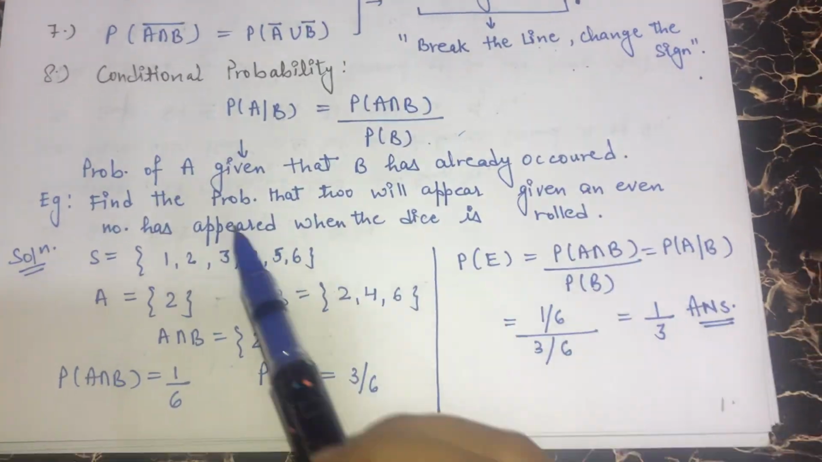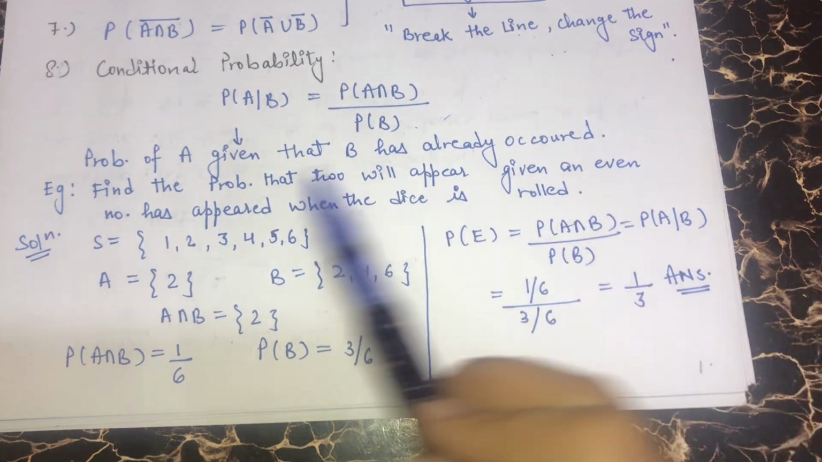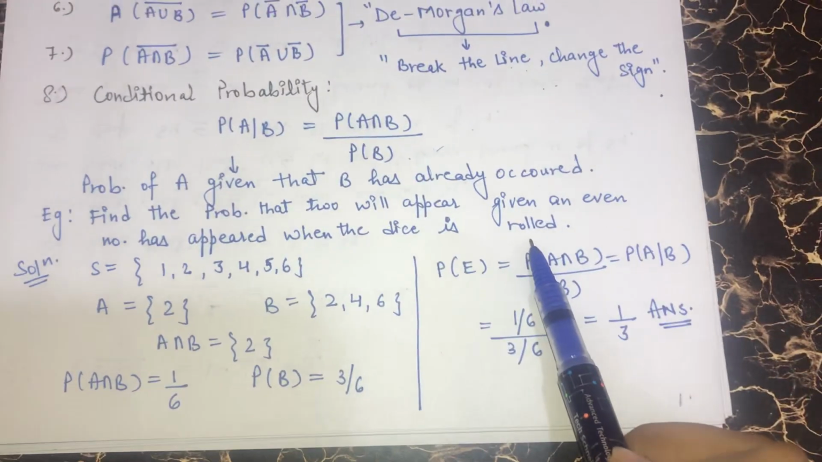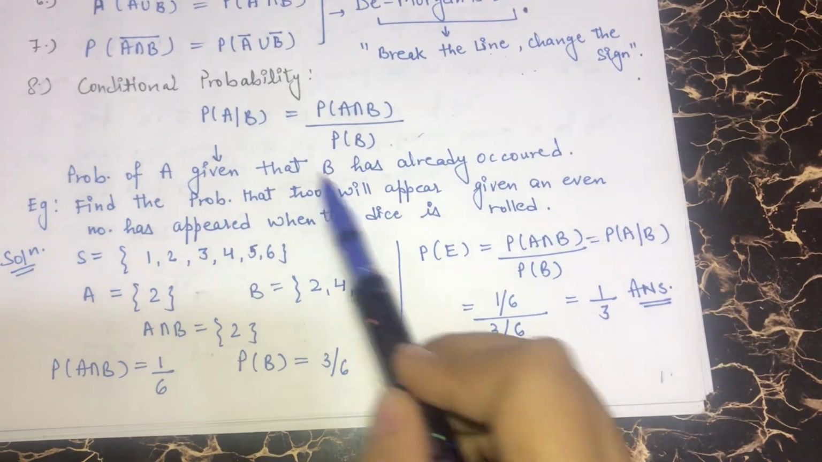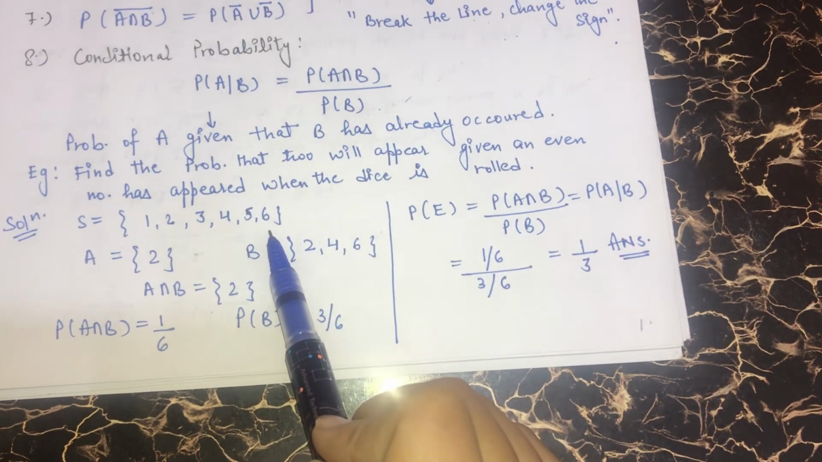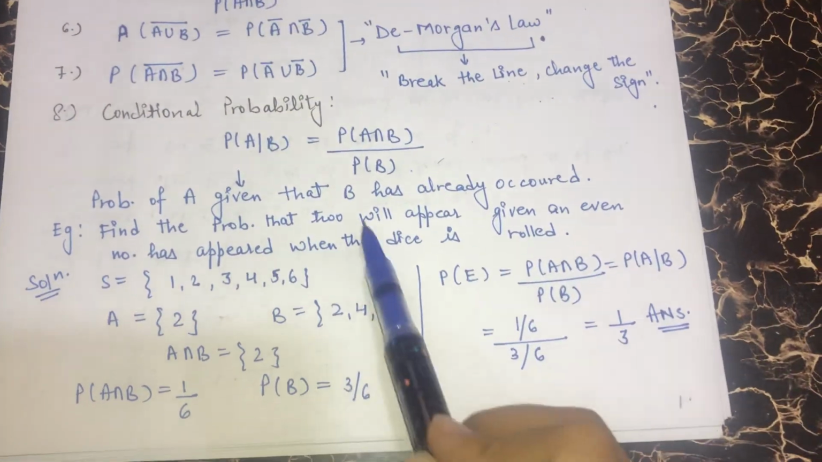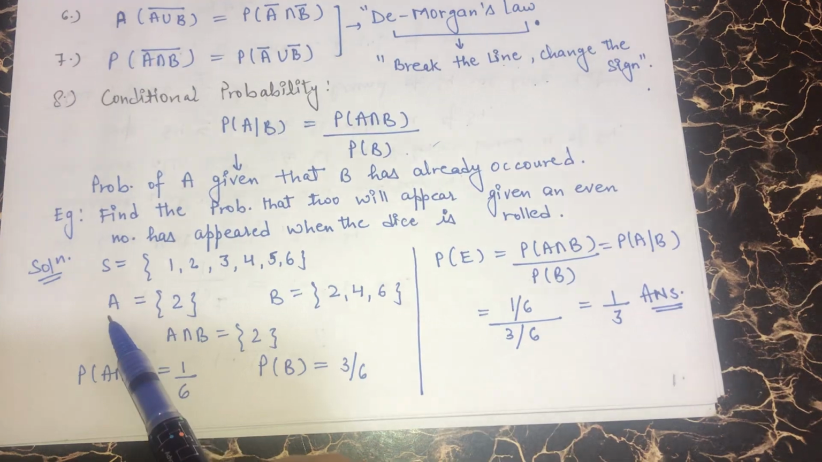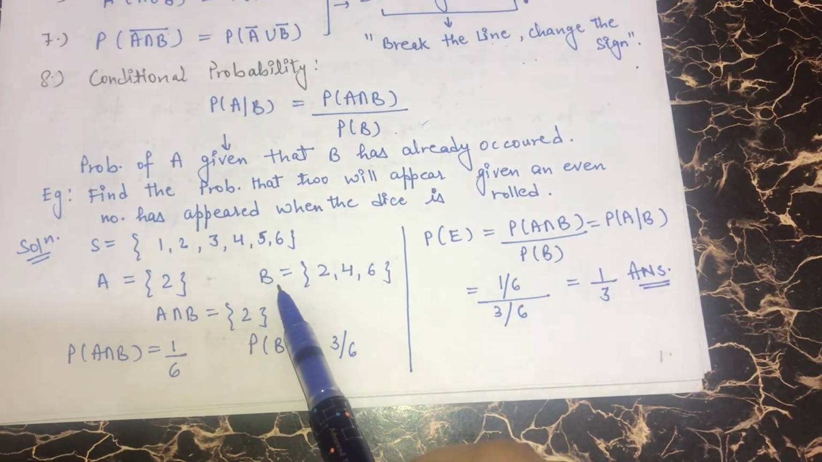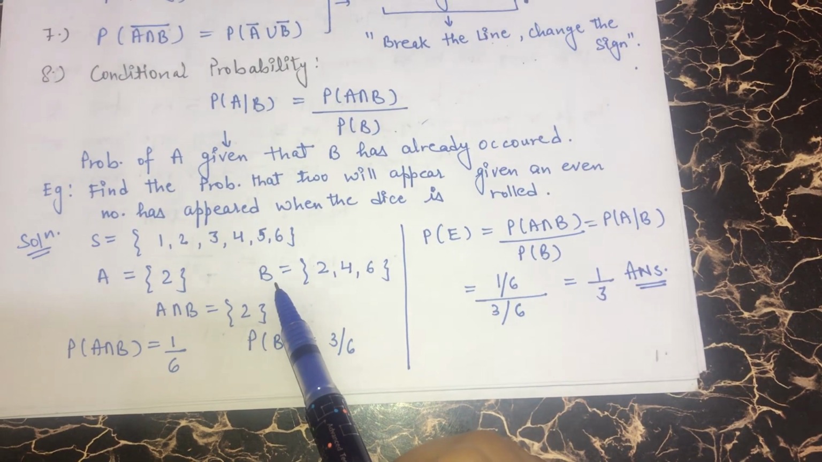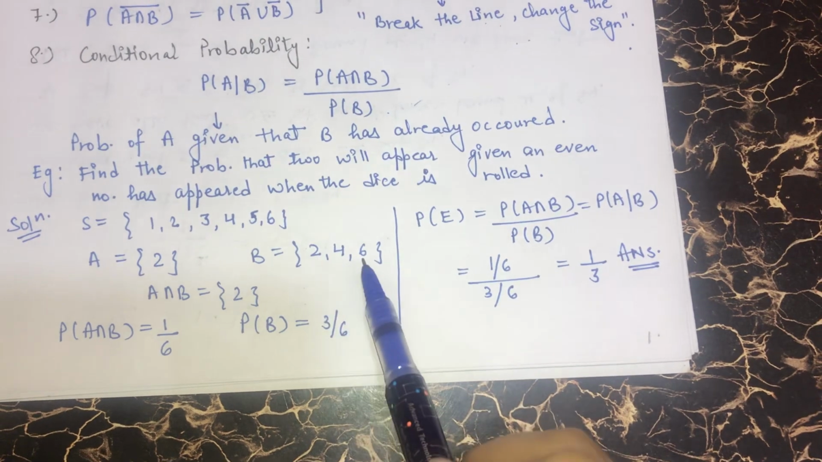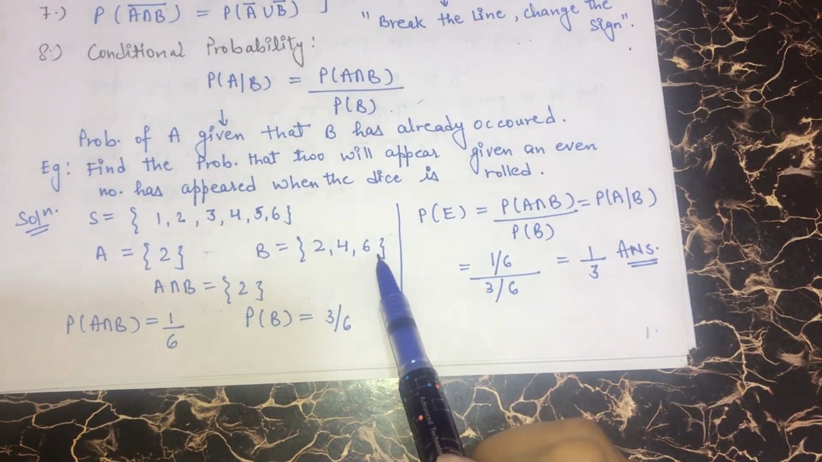It is said: find the probability that 2 will appear when an even number has appeared when a dice is rolled. If you have rolled a dice, you have to calculate the probability that 2 comes up. We all know the sample space is 1, 2, 3, 4, 5, 6, all the elements, and they ask for the probability of getting 2. So in set A I wrote 2, since we need 2, and they have given us a B, which says when an even number has appeared. So if an even number appears, the possibilities are 2, 4 and 6.